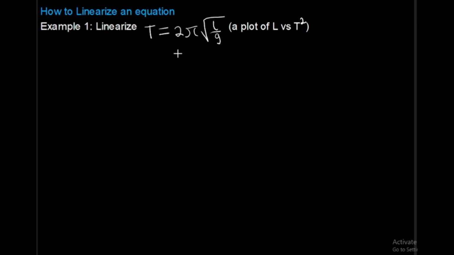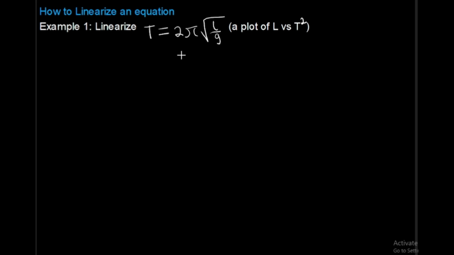Okay, in this video, we'll be talking about linearizing an equation, how to linearize an equation. Now, linearizing an equation simply means to make that equation like a straight line equation, or compare it with a straight line equation, all right? To linearize an equation, all you need to do is make the vertical component the subject of the formula.